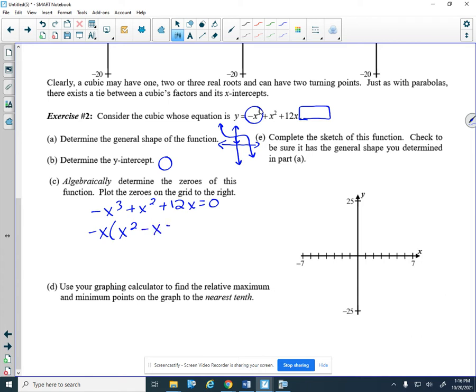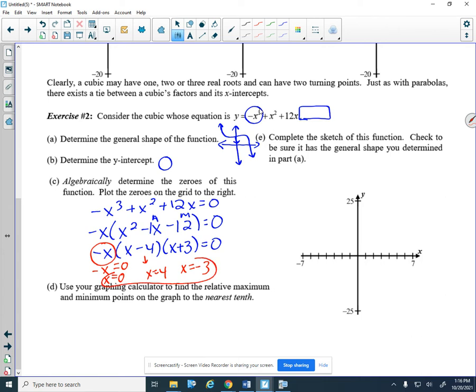That's going to flip each of the signs and take out the x. This adds up to 1 and multiplies to negative 12, so this is x minus 4, x plus 3 equals 0. Now this is not a constant out here, that's a variable. So we have negative x equals 0. If we divide by negative 1, we would still have x equals 0. This one is going to give me a 4, and this one's going to give me a negative 3. So these are my 3 roots.